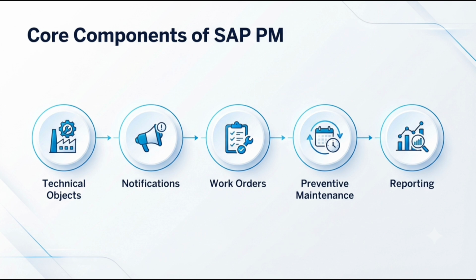Preventive maintenance plans help schedule recurring tasks automatically. Finally, reporting and analysis tools give visibility into performance and costs. These 5 elements work together to create a complete maintenance cycle. Once you understand how they connect, the entire module becomes much easier.